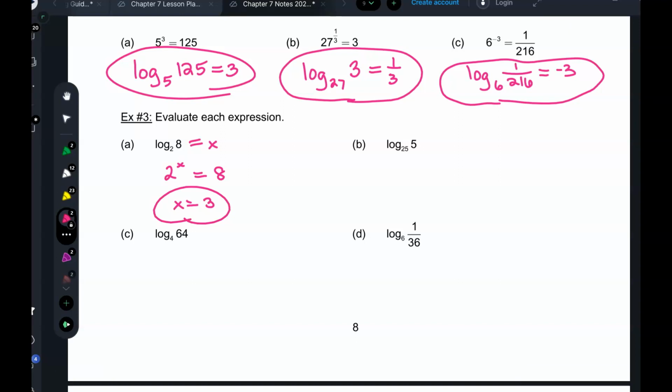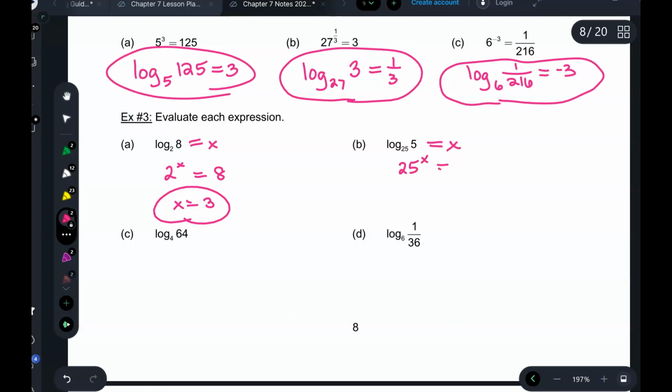So when I look at this, now you can start doing these in your head too. When it says log base 2 of 8, I'm saying 2 to what power gives us 8? 25 to what power will give us 5? 4 to what power gives us 64? So remember, when we're answering logarithms, we're saying what does the exponent have to be? So let's look at the next one.